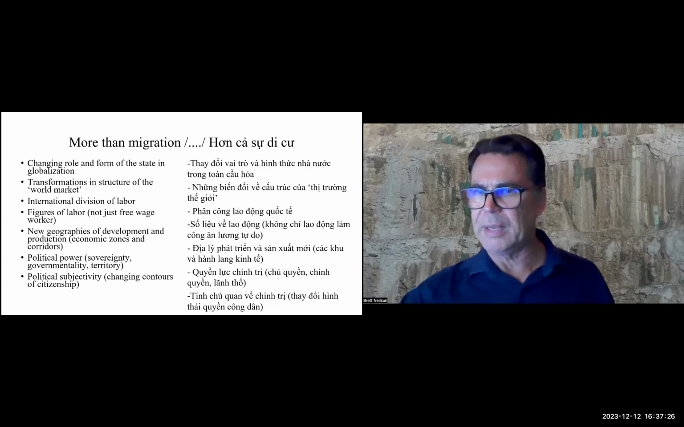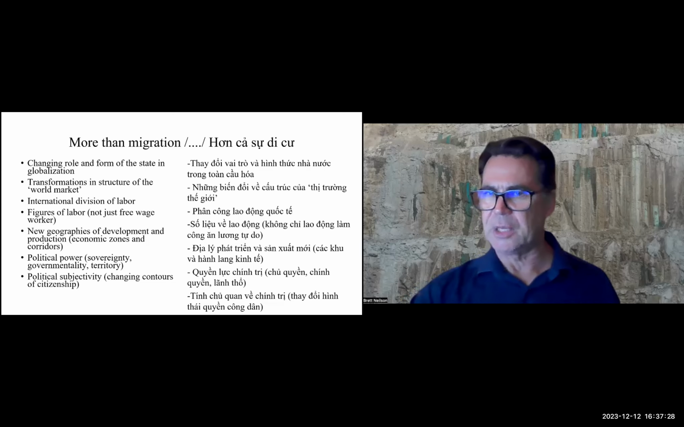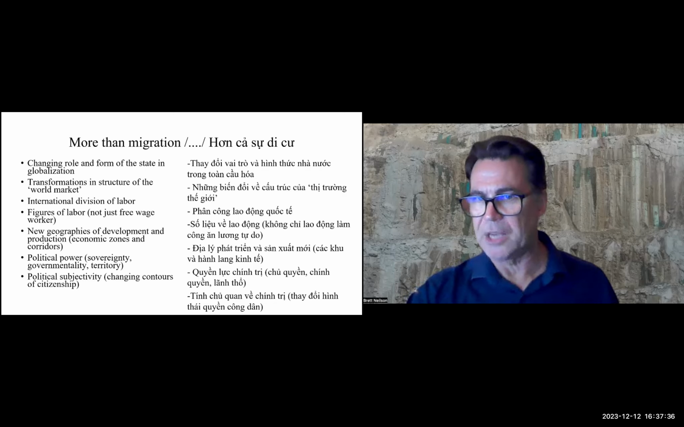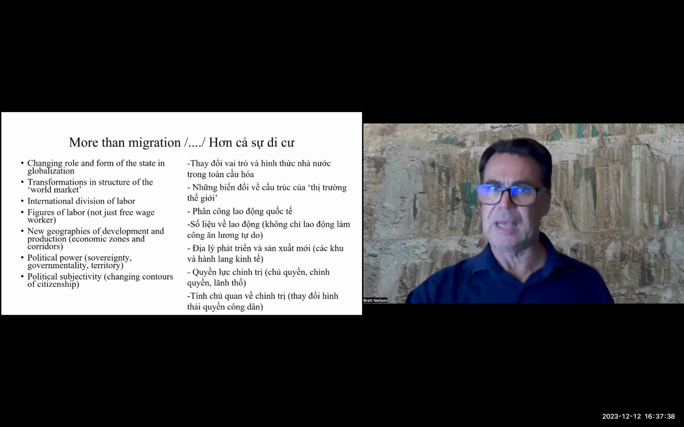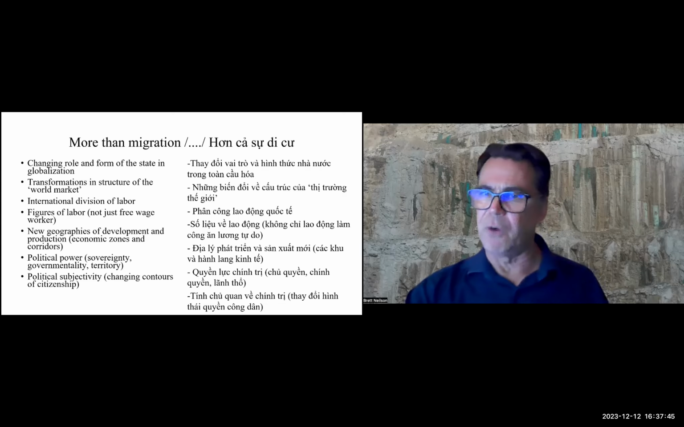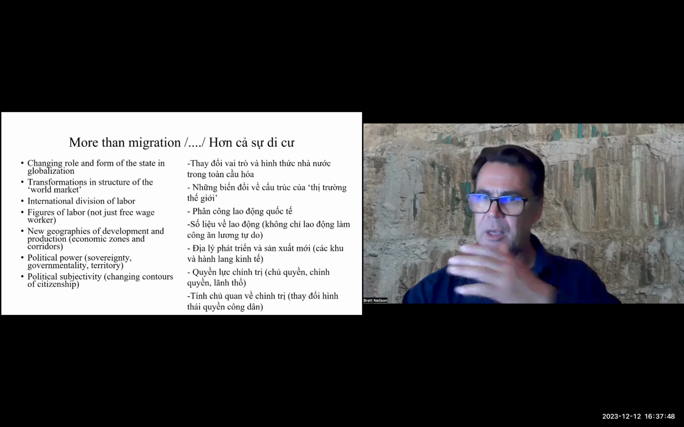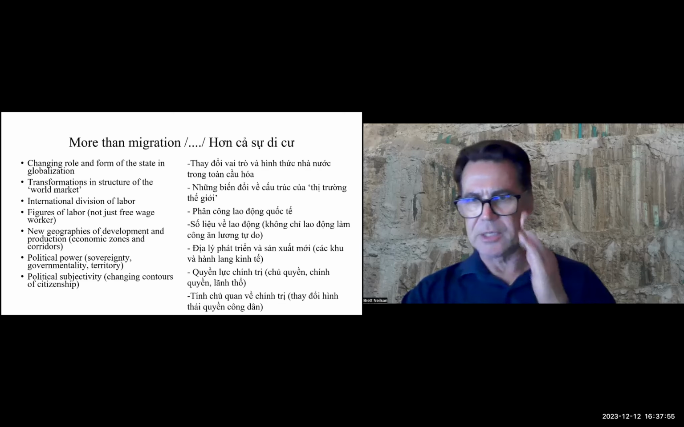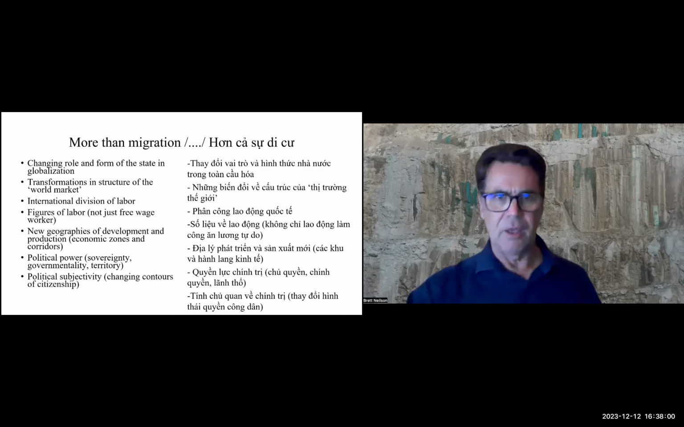Another important point here is what we call the multiplication of labor, the different kinds of figures of labor, not just the free wage worker that was important to classical Marxism and political economy, but the different forms of domestic labor, social reproductive labor, modern forms of slavery, modern forms of indenture, and so forth, which again pass through the analytical strand of migration.